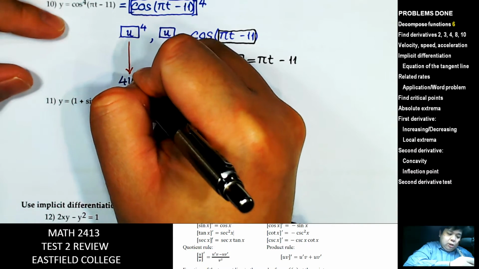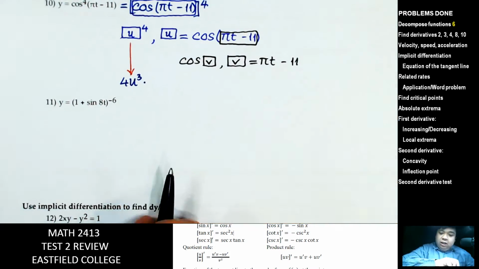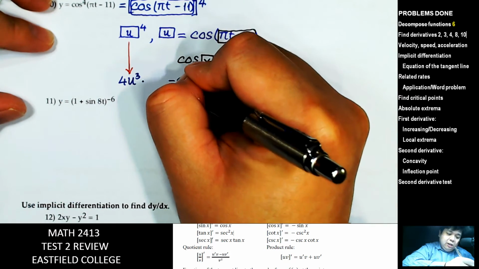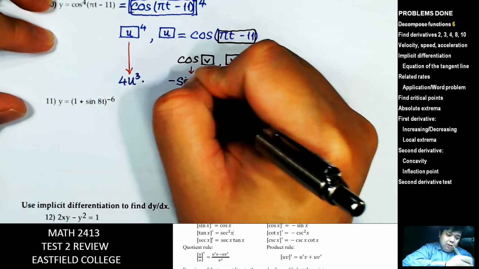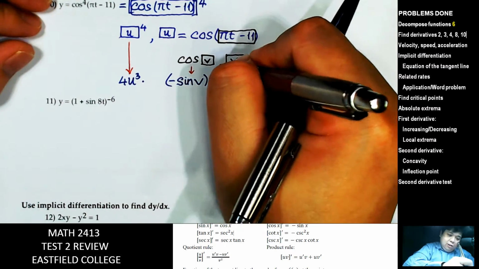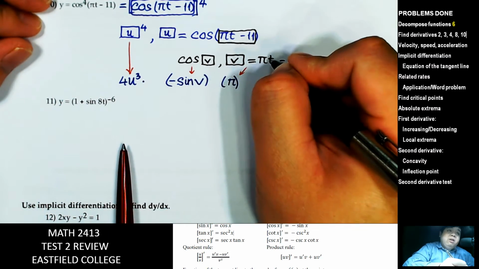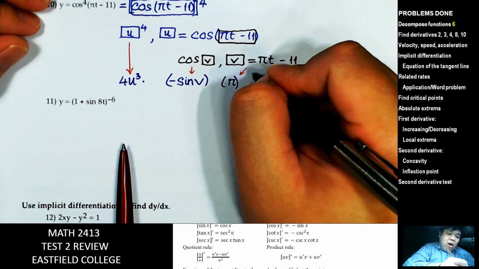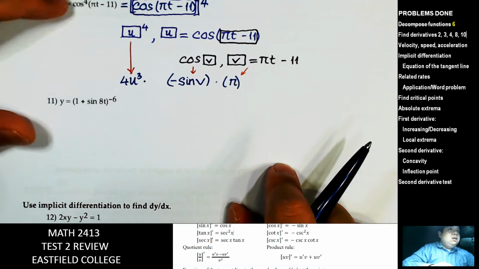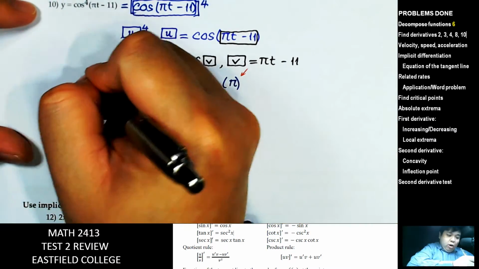4u cubed times cosine of v, negative sine v, and the derivative of that is a pi. Derivative of t is 1. Constant in front of that is a pi, so we have that. So multiply all of this together with the derivative of y.